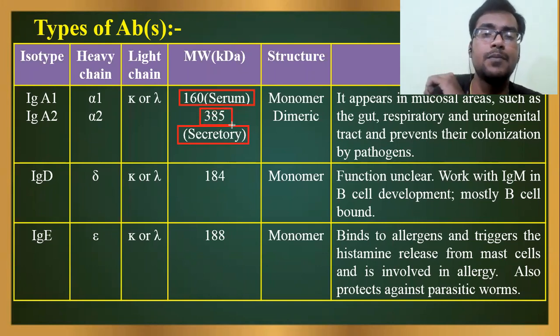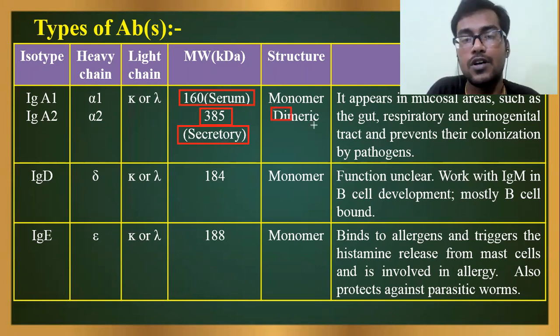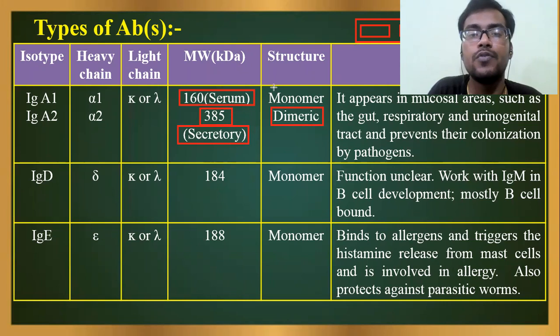Why is this heavier than serum immunoglobulin A? Because this immunoglobulin contains the secretory component as well as the joining chain, because it is found in the dimeric form. Dimeric form means two single structures joined through a joining chain. That complete structure is known as a dimeric structure. Two monomers combine to form a single dimeric structure. Serum immunoglobulin A is found in the monomeric structure and secretory immunoglobulin A is found in the dimeric structure.